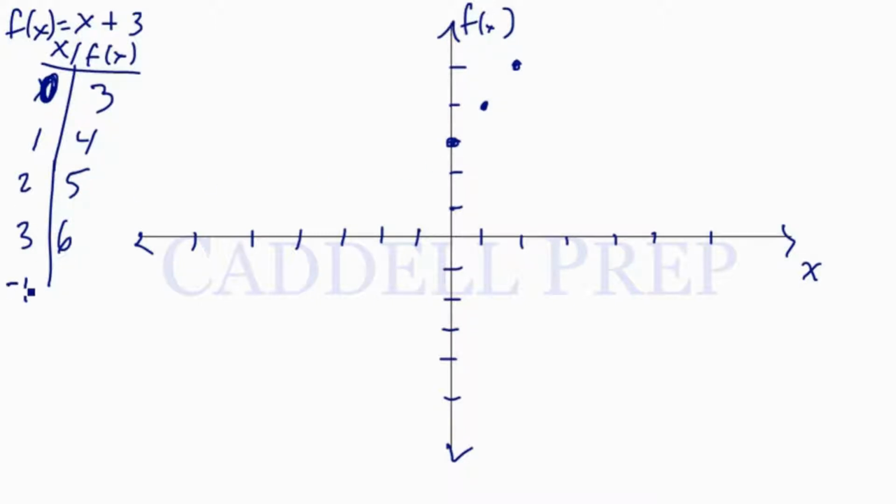If we put negative 1 in, we'd have negative 1 plus 3, that's 2. Negative 2 plus 3 is 1. And it'll continue over here also. So negative 1, 2. Negative 2, 1. And we just keep on going. Negative 3, 0. This is going to be a function that looks like this. This one happens to be a straight line.